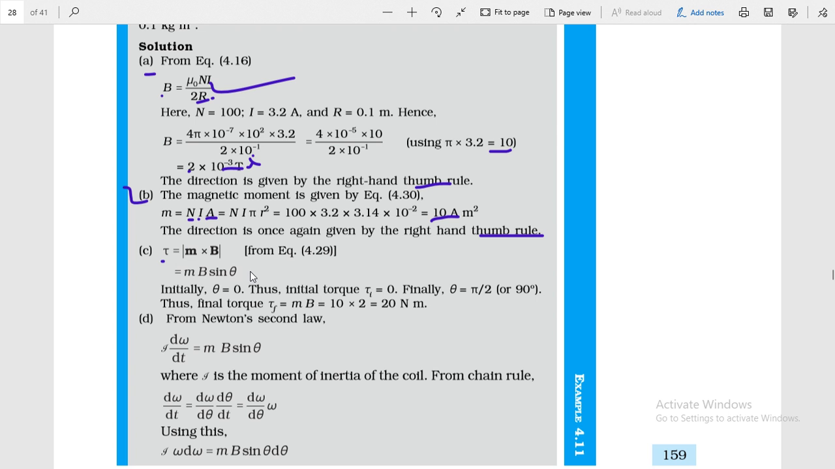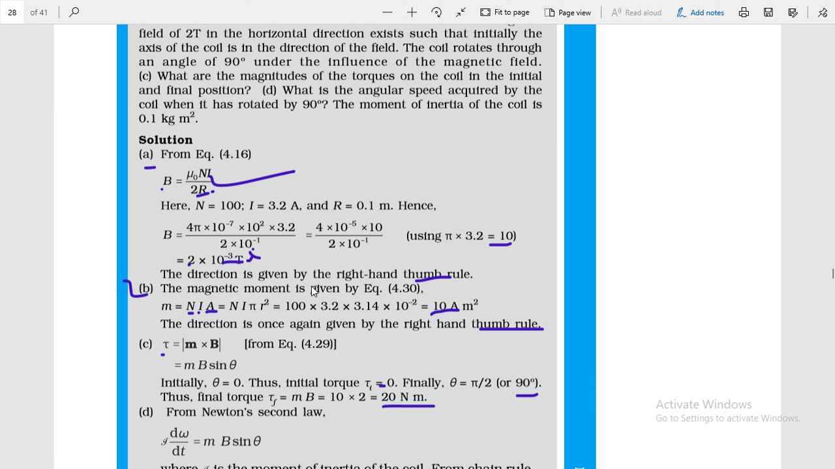As the angle theta is 0 initially, it is given in the question, the initial torque will be 0. Finally theta is taken as 90, so the final torque will be m into b, that is 20 Newton meters. So you can see here, in this case the initial torque is 0, whereas the final torque is 20 Newton meter.